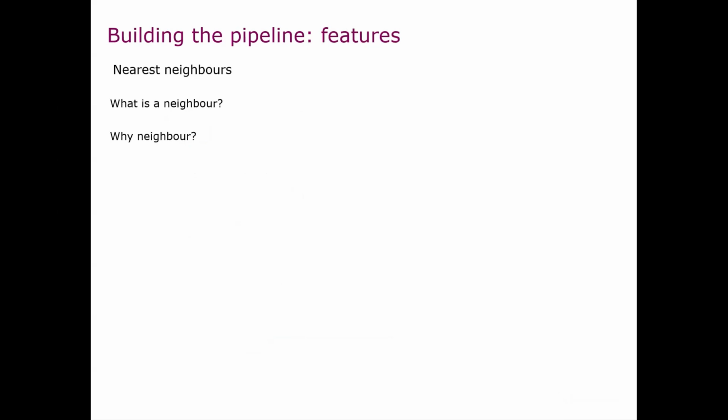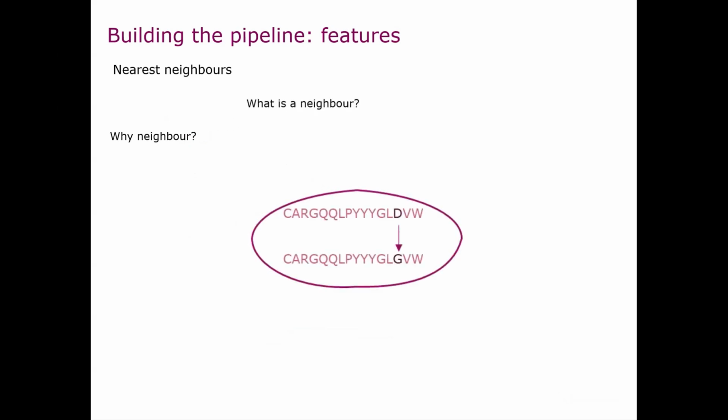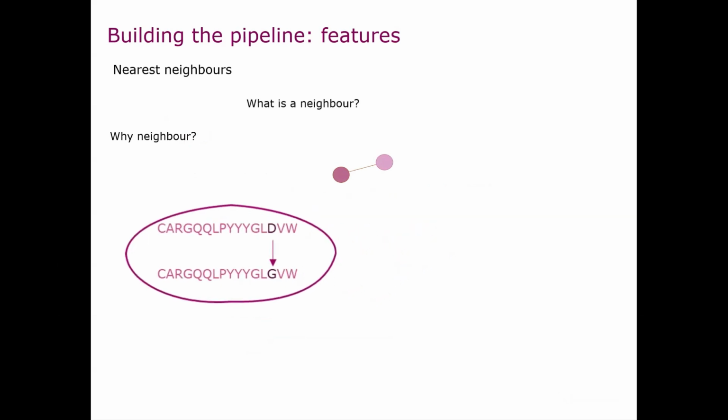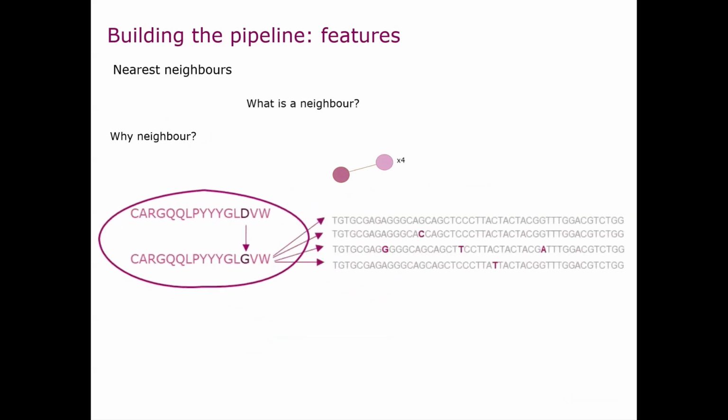So in order to develop this pipeline, we had to focus our attention on some features, and we started from nearest neighbors. So what is our definition of a neighbor? We can take two amino acid CDR3 sequences, and we can call them neighbors if they have one amino acid mismatch. And so this can be represented in a graph as two nodes connected by one link. But then we will add some multiplicity, that is the number of distinct nucleotide sequences that are in the data set that translate for that amino acid sequence.